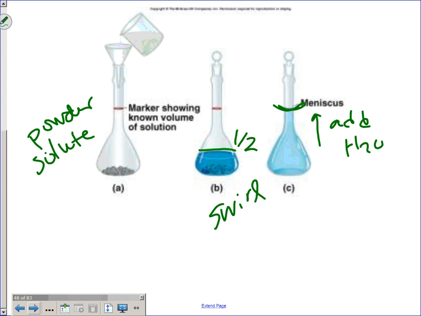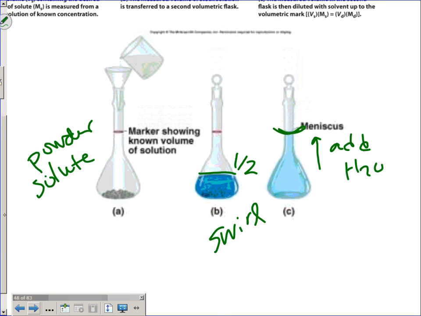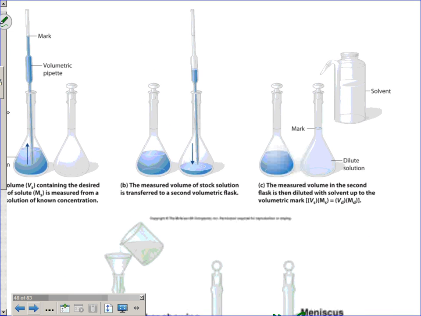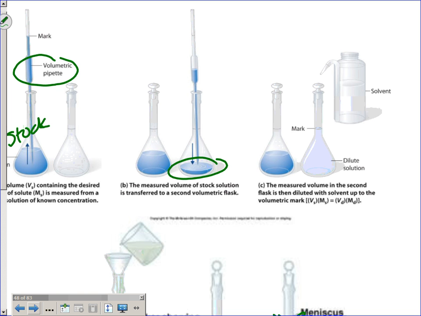But from the examples we just did with the stock solution, from a solution, what you can do is you can use these fancy graduated pipettes. Actually, they're called volumetric pipettes. This is my stock here. And you can take the concentrated stock solution out, your 20 milliliters or whatever you're getting, and put it in a clean volumetric flask.